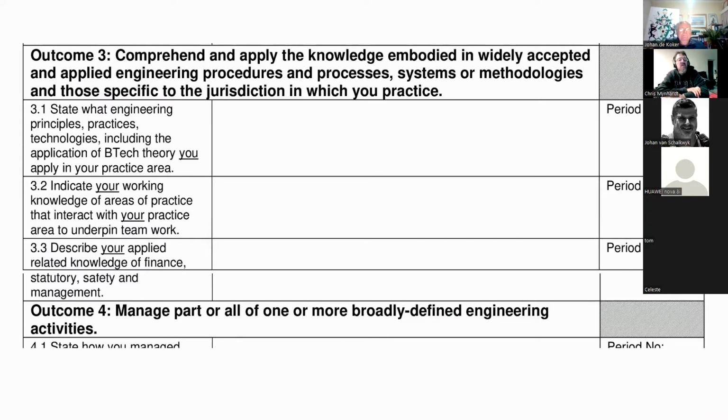Now, this is how your document will look. So you've got outcome 1, 2 or 3. Now you come to 3: comprehend and apply the knowledge embodied in widely accepted and applied engineering procedures, processes, systems or methodologies, and those specific to the jurisdiction in which you practice, which means where you are practicing your knowledge that you're using.